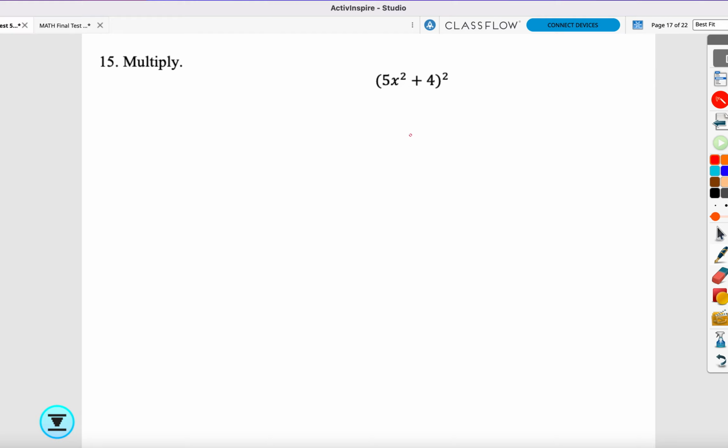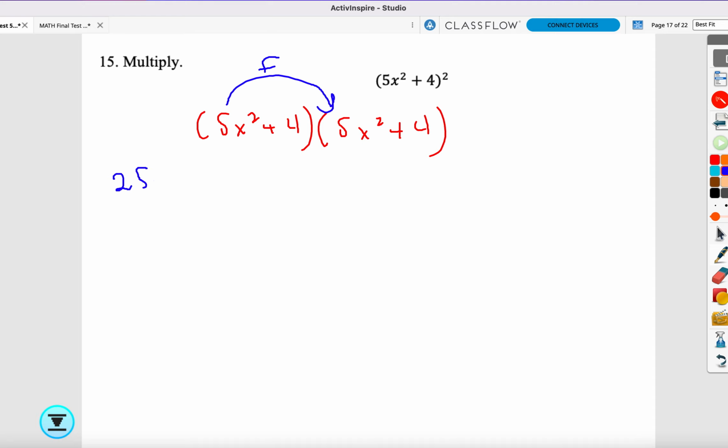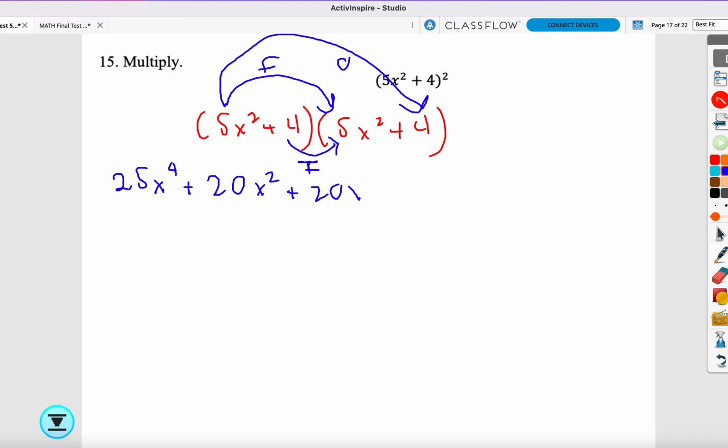Here is 5x squared plus 4 times another 5x squared plus 4. So I'm going to go ahead and draw an arrow for the first one. This is F, the FOIL. So then this is going to be 5x squared times 5x squared, which is 25x to the 4th, right? Because we add the exponents. Then we do this times this, which is the O, which is 5x squared times 4, which is positive 20x squared. And we do another 4 times 5x squared, which is the I, which is positive 20x squared. And then we do 4 times 4, which is the L, the last terms, which is a positive 16.